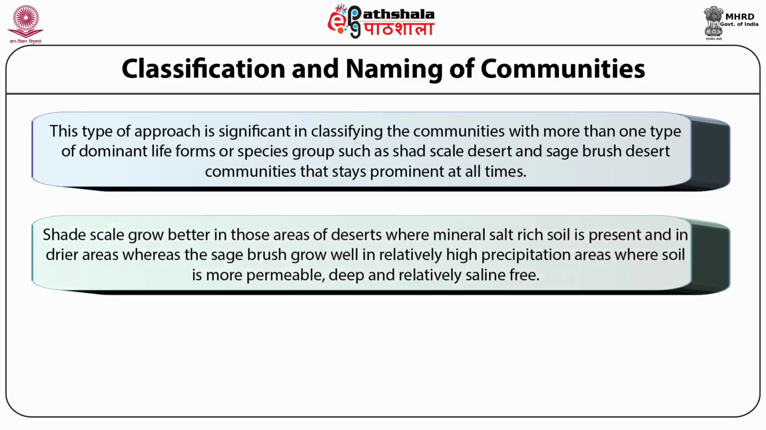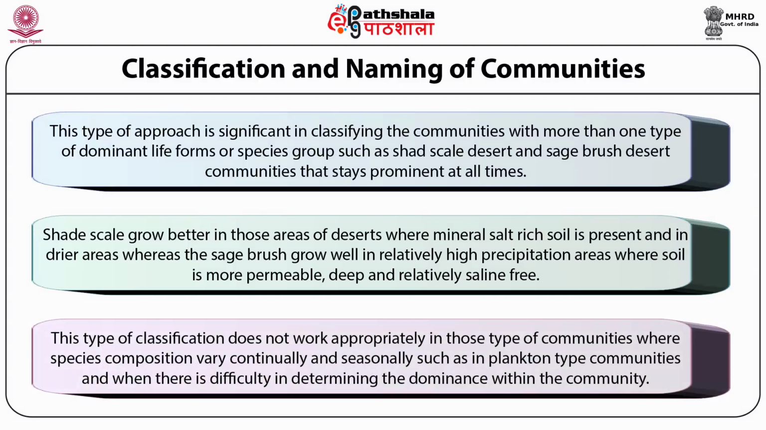Saltscale grows better in those areas of deserts where mineral salt rich soil is present and in drier areas, whereas the brushes grow well in relatively high precipitation areas where soil is more permeable, deep, and relatively salt free. This type of classification does not work appropriately in those types of communities where species composition varies continually and seasonally, such as in plankton type communities, and when there is difficulty in determining the dominance within the community.